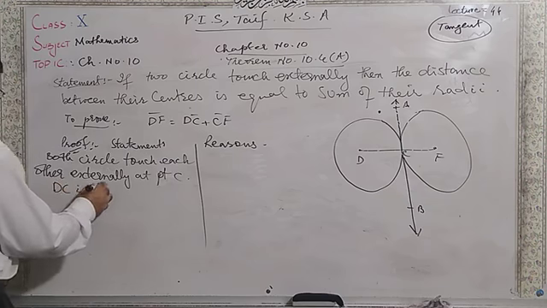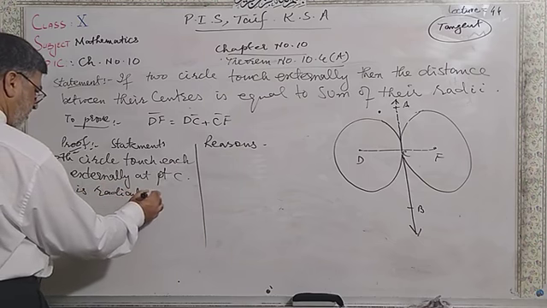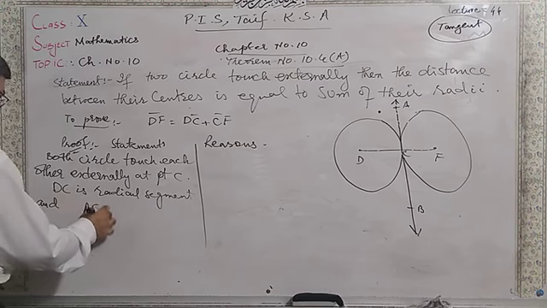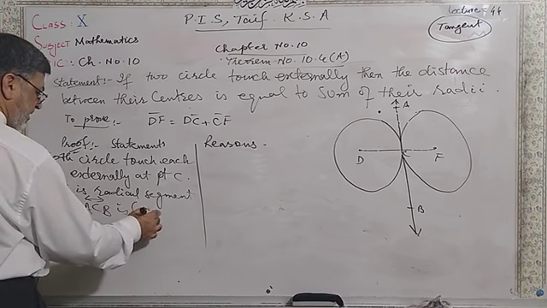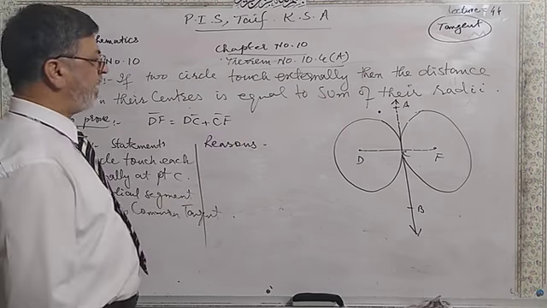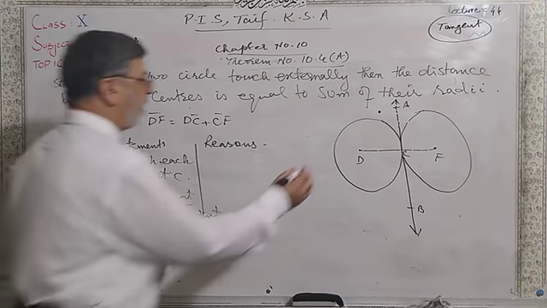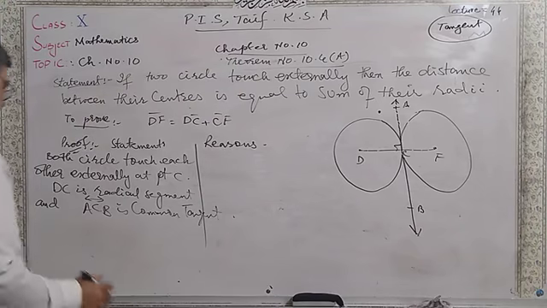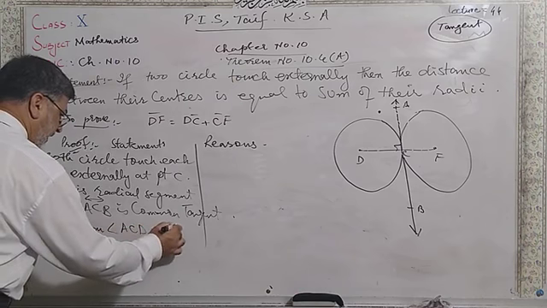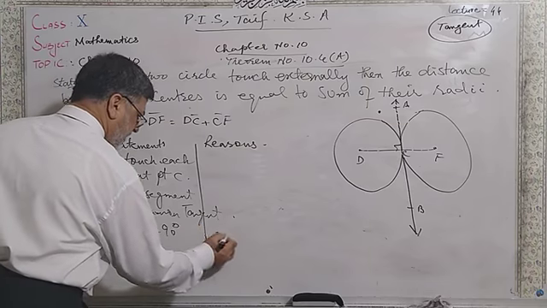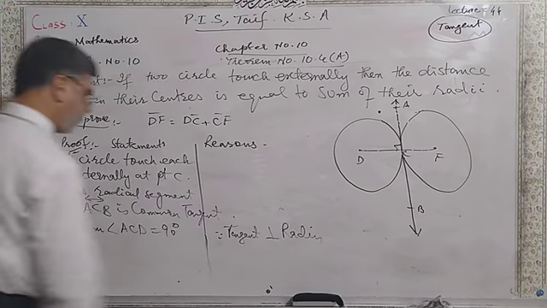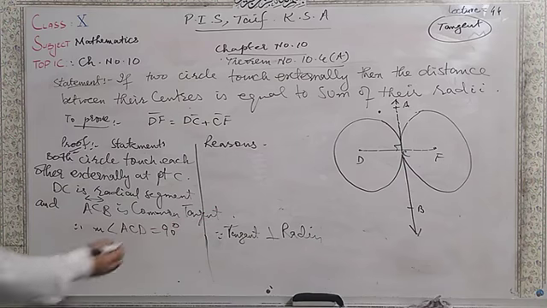DC is a radial segment and ACB is the common tangent. Remember that I told you about the definition of tangent, that a tangent is always perpendicular to the radius. Therefore, angle ACB is equal to 90 degrees. Since the tangent is perpendicular to the radius, angle ACD is equal to 90 degrees. This is number one.